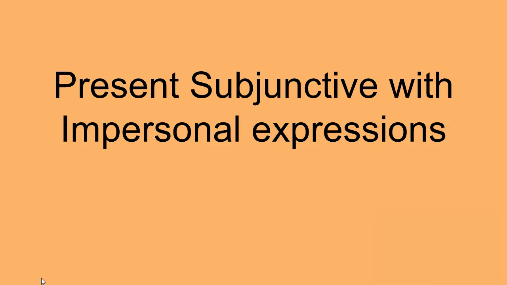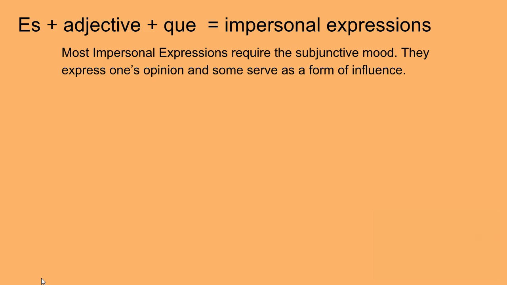This presentation will discuss how to use the present subjunctive with impersonal expressions. An impersonal expression is formed by using es, a form of ser, plus an adjective plus the word que. These three things are what you need to make up an impersonal expression. And most impersonal expressions require the subjunctive mood. They express someone's opinion, not necessarily a fact, and they also can serve as a form of influence.